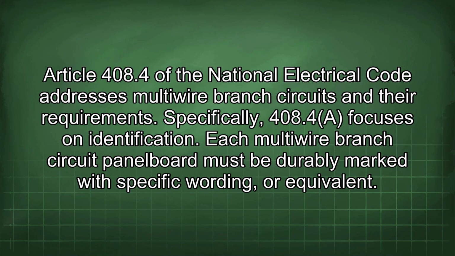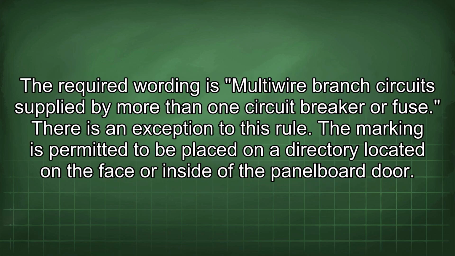Article 408.4 of the National Electrical Code addresses multi-wire branch circuits and their requirements. Specifically, 408.4a focuses on identification. Each multi-wire branch circuit panelboard must be durably marked with specific wording, or equivalent. The required wording is: multi-wire branch circuit supplied by more than one circuit breaker or fuse.